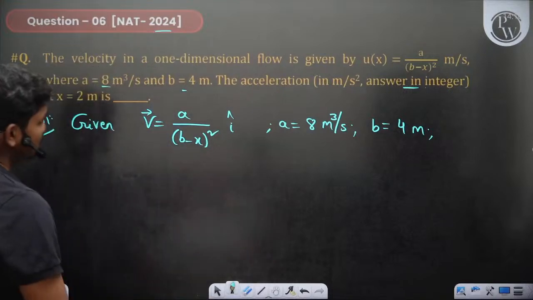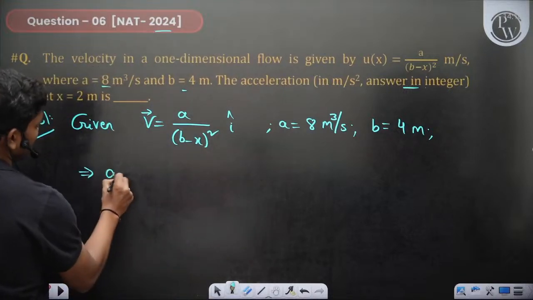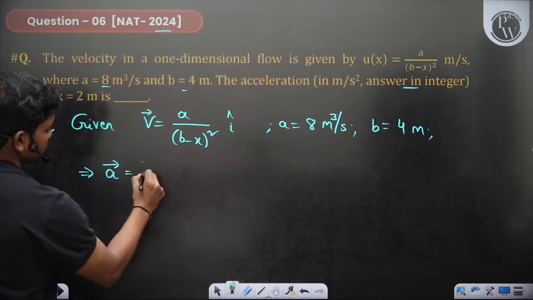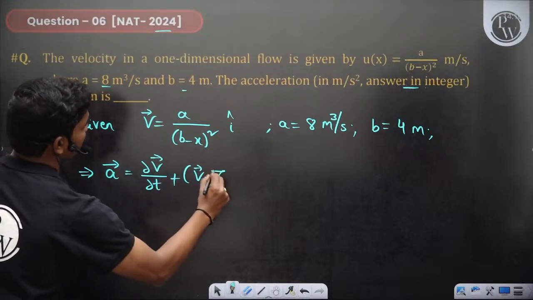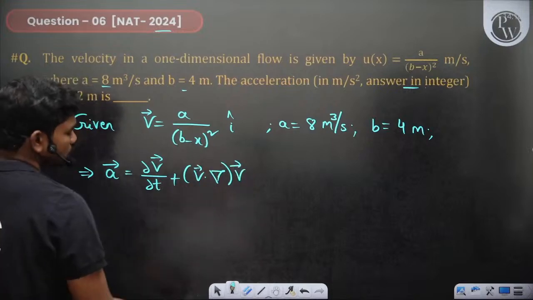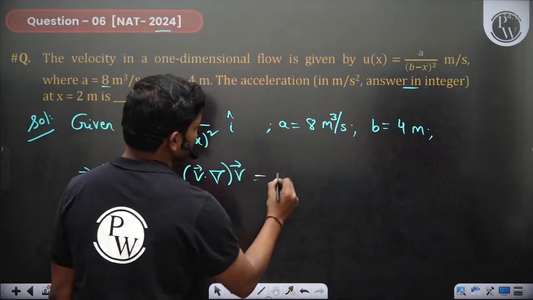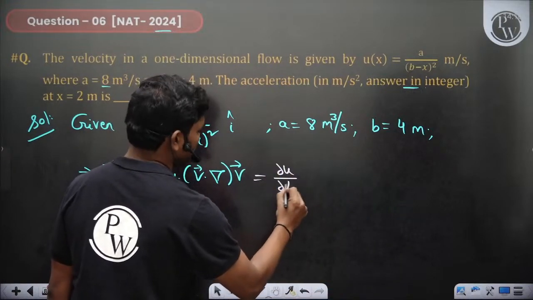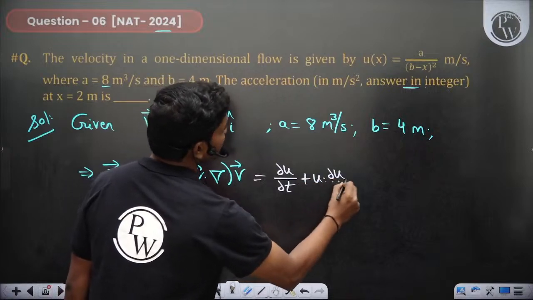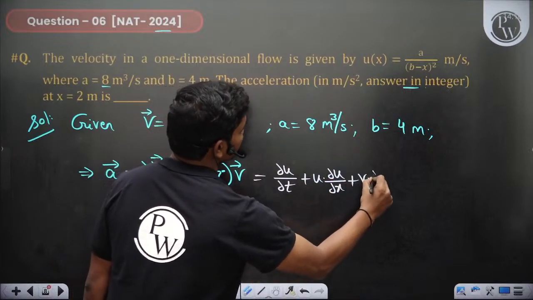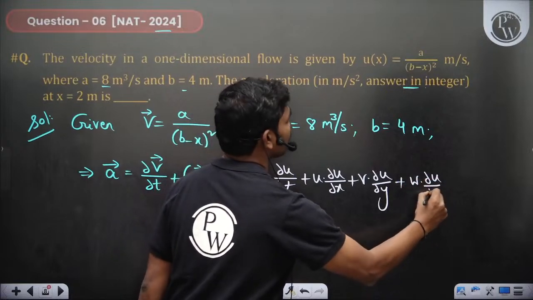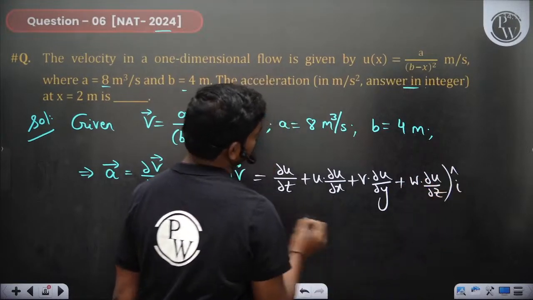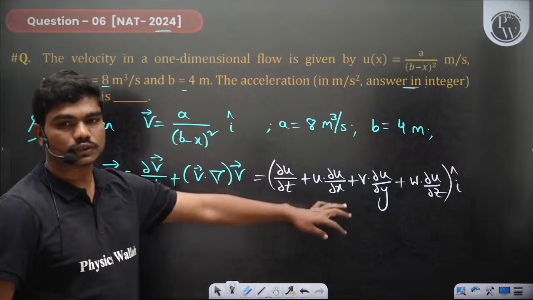Oh nice. So let's see, if you want acceleration, normally it is dou v by dou t plus v dot del operating on velocity, correct? So for 1D, if you simplify this, you would get only dou v by dou x: dou v by dou t, u dou v by dou x plus v dou u by dou y plus w dou u by dou z, i cap. That is all the acceleration will be, correct? So this is going to be acceleration.